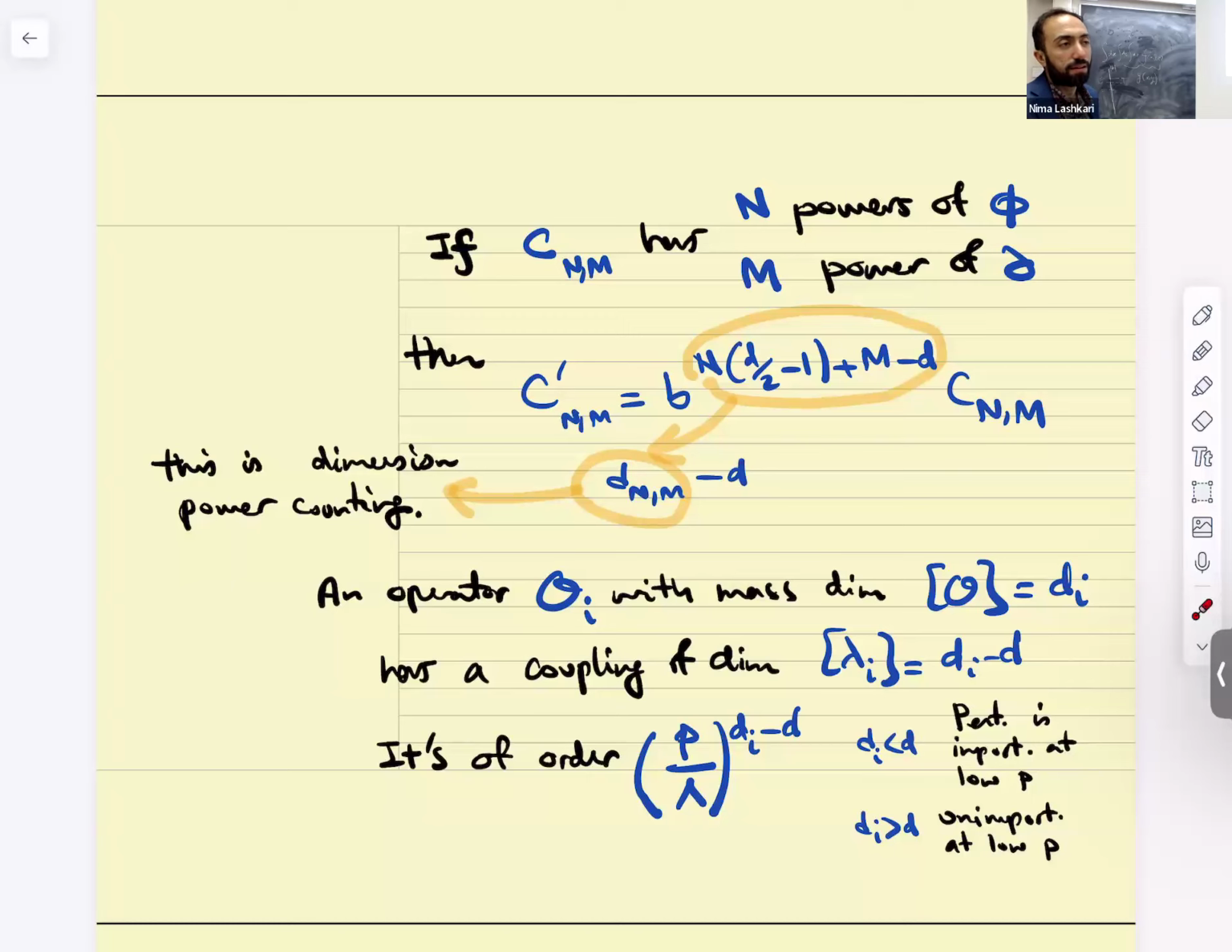Could d_i be negative? No, we could convince ourselves that's true. So this is a positive number, and for it to be relevant, it has to be bounded by d. The energy mass dimension should be bounded by d. This tells you that the number of possible relevant terms you could write down in your Lagrangian is very limited. That is why nature is so nice.